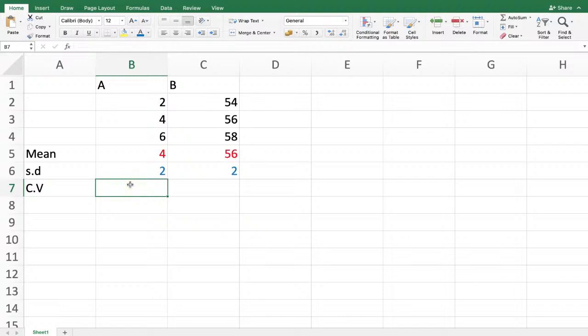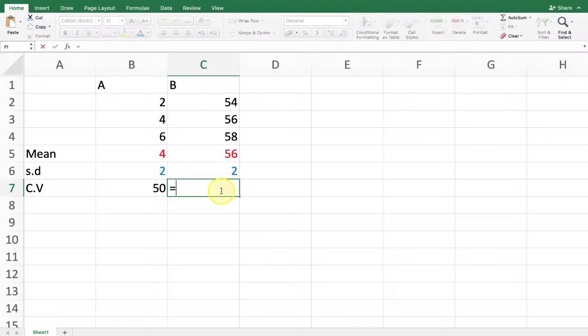Going back to our formula, CV is standard deviation over mean times 100%. Okay, so equals standard deviation 2 divided by the mean times 100%. So, the coefficient of variation of the dataset A is 50%. Take note that this is multiplied to 100%. So, this is 50%. But in decimal, this is 0.5.